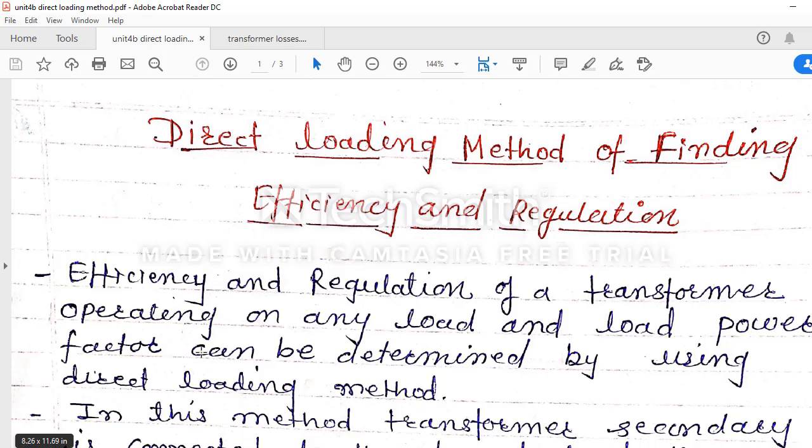The efficiency and regulation of a transformer operating on any load and any load power factor can be determined by using this direct loading method.